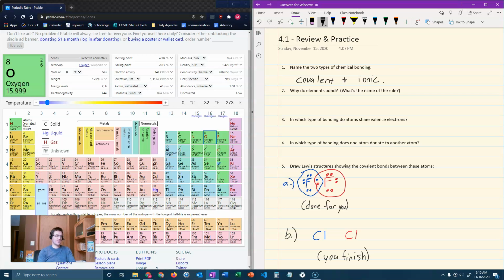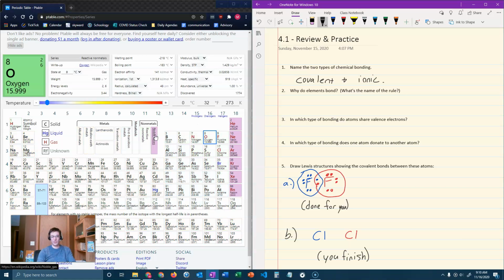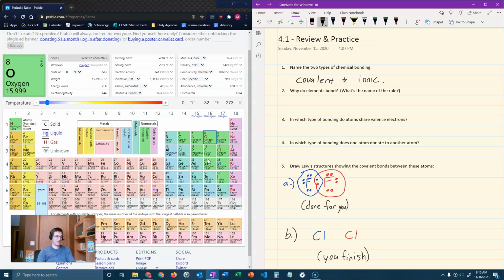Okay, elements bond because they're trying to become like the noble gases. The noble gases have a full valence shell of electrons, and other elements bond together so that they can get that full valence shell. So I'll write that down quick, and there's a name for the rule for that, and that rule was called the octet rule. Very, very important.